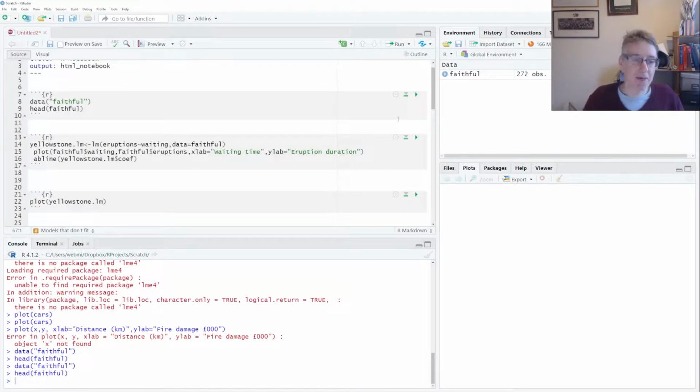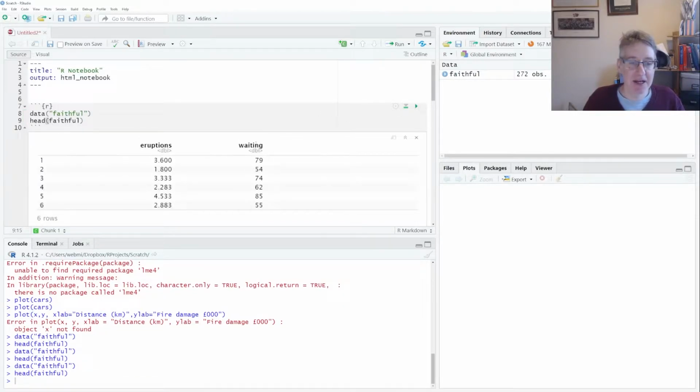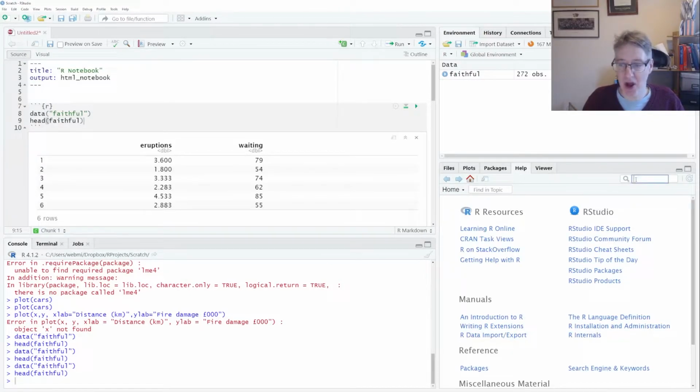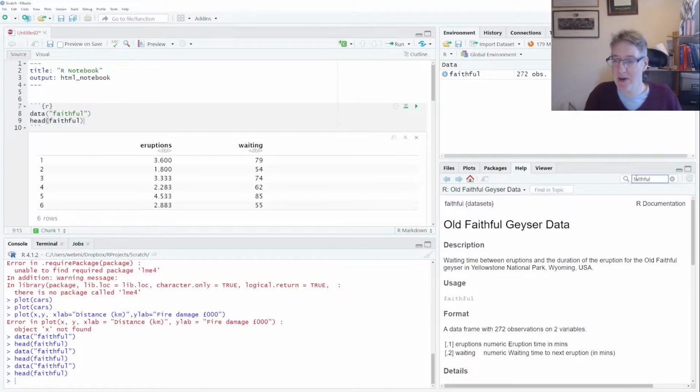The data set I'm going to be using is the faithful data set, which is built into R. I can load that into memory by typing data faithful here, and then I'm going to look at the first few lines by looking at the head of this data set. Of course, if we want to know what this data set is about, we can look in the help file for faithful, which I can never spell. But here we go.